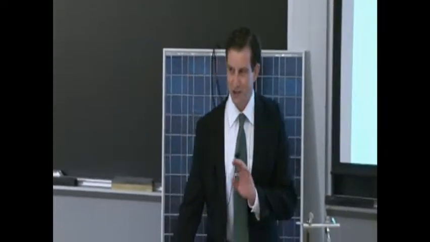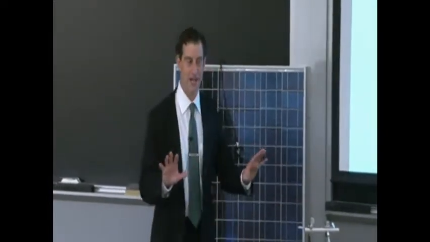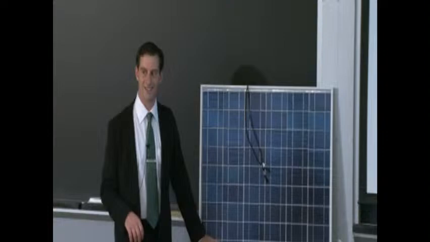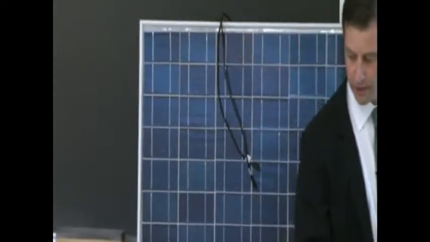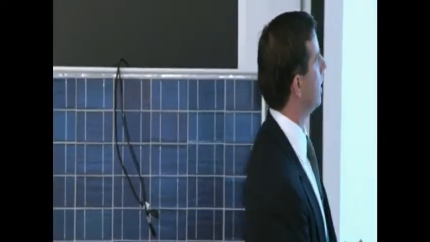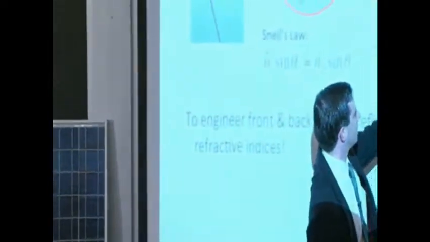So even if a panel looks black, there are some really aesthetically pleasing solar panels out there that look completely black. They may still have white backskin, but the glass is just very good at absorbing that light and preventing it from escaping. Okay, so to engineer front and back surface reflectances, you really have to carefully select your refractive indices and your materials that you put on either side. And it's very important, extremely important.